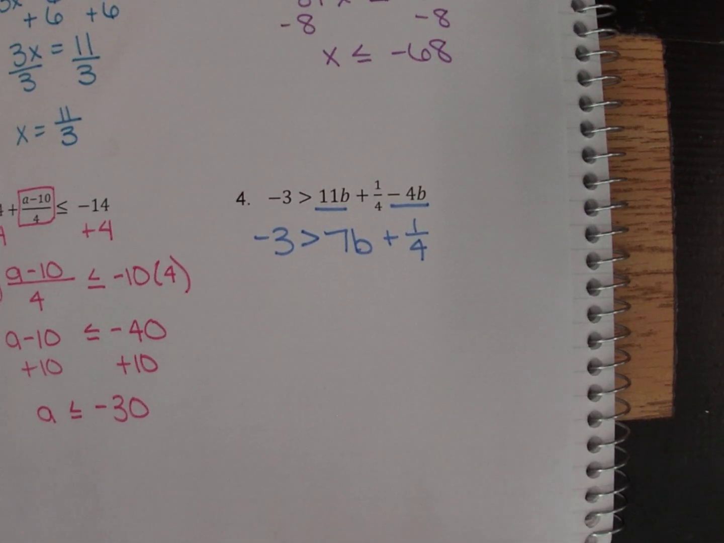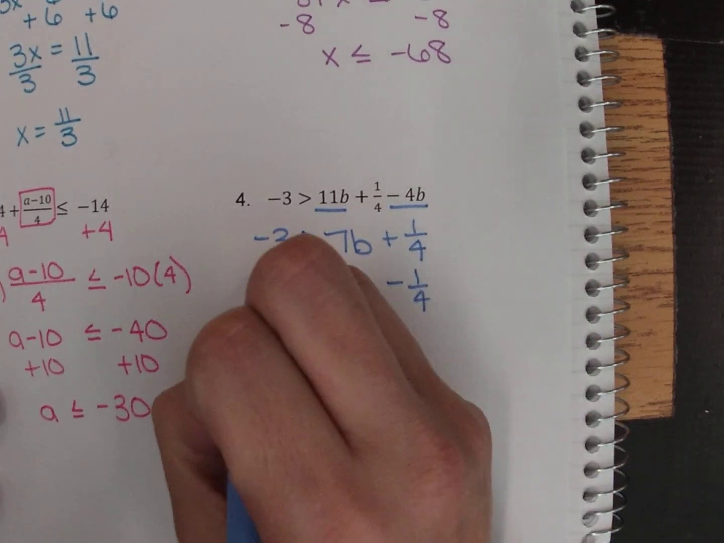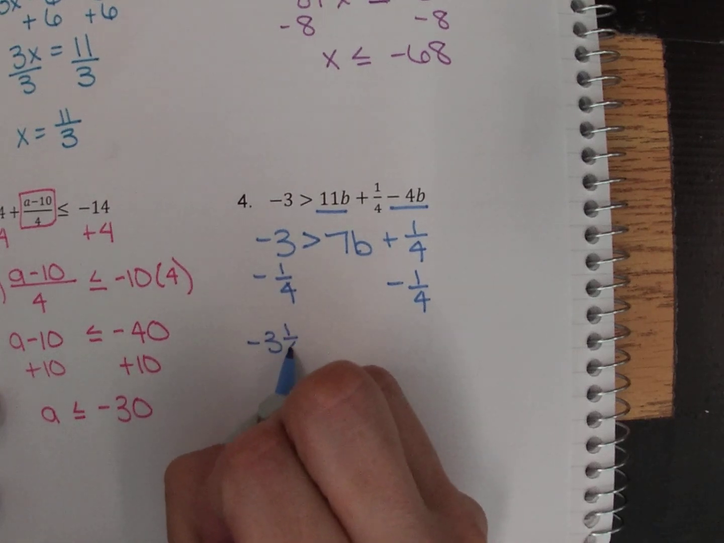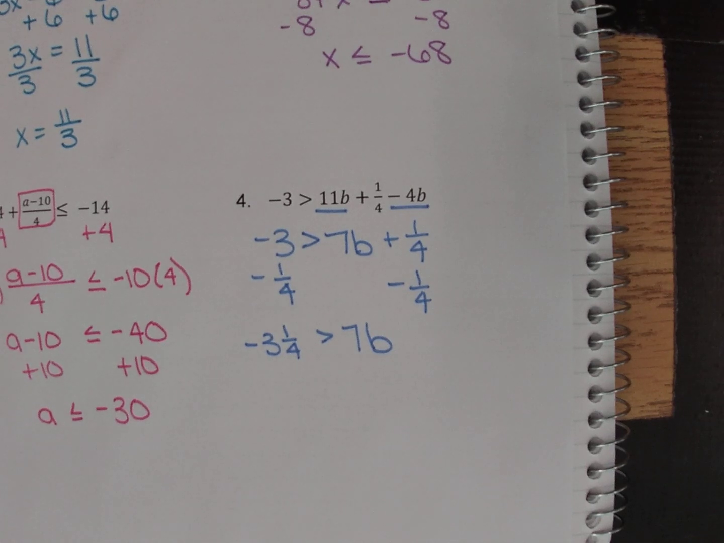Okay, now we're just gonna undo addition and subtraction. So we undo adding 1/4 by subtracting 1/4. Worst case situation, you're using your calculator. Subtracting is never a reason to flip the sign.